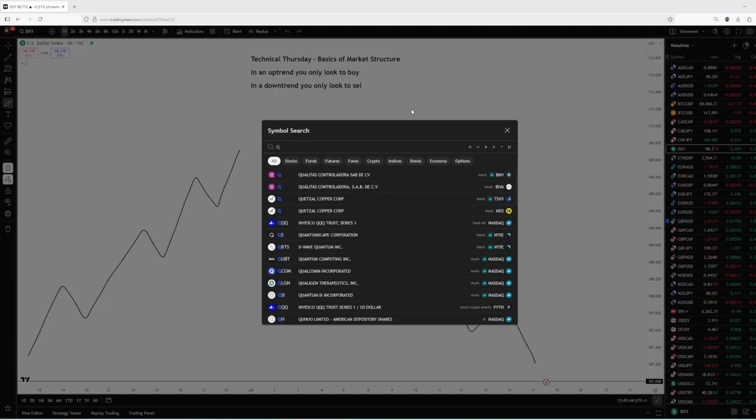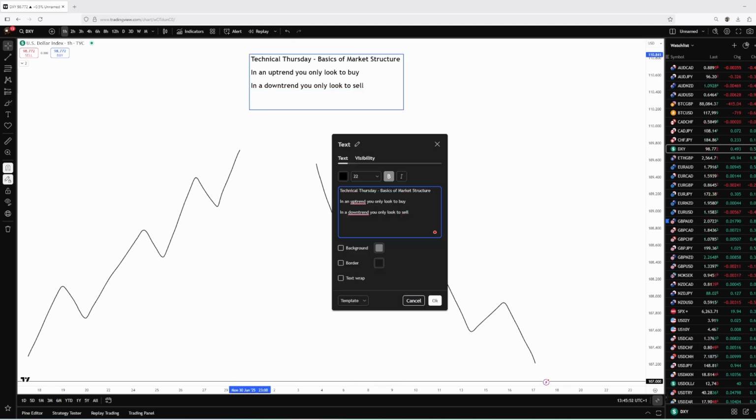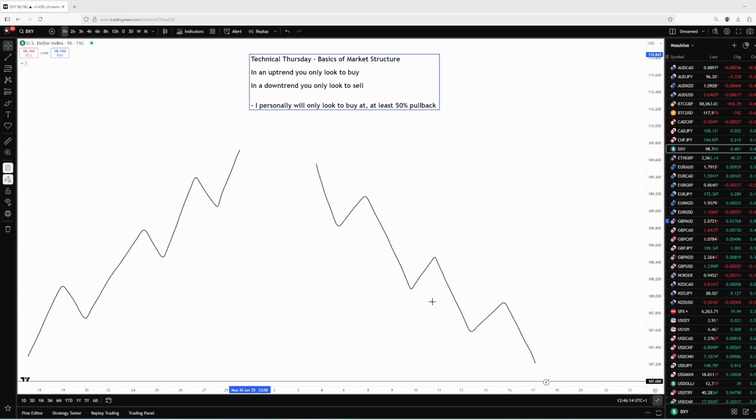So that's the rule that I generally would follow: in an uptrend, you only look to buy, and in a downtrend, you only look to sell. Now, in addition to that, I personally will only look to buy at at least a 50% pullback. So again, it's a discount. You're trying to get that good opportunity to buy at. For example, we can probably infer here that this is not a 50% pullback. Similarly here, that's not 50%. So even if it goes higher, it's a bit unfortunate. It is what it is.